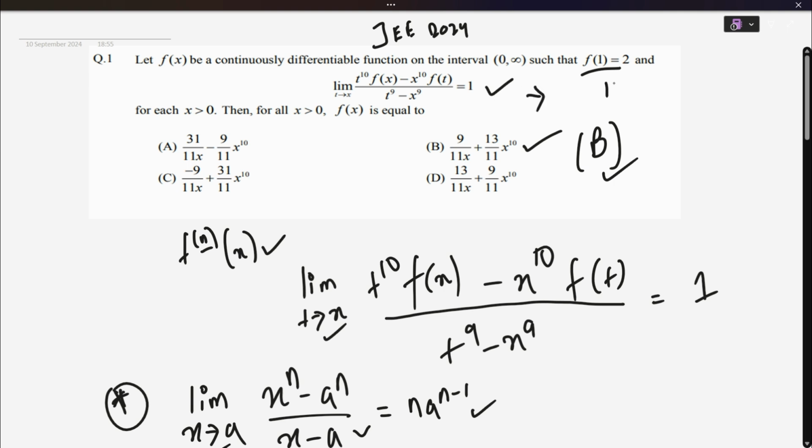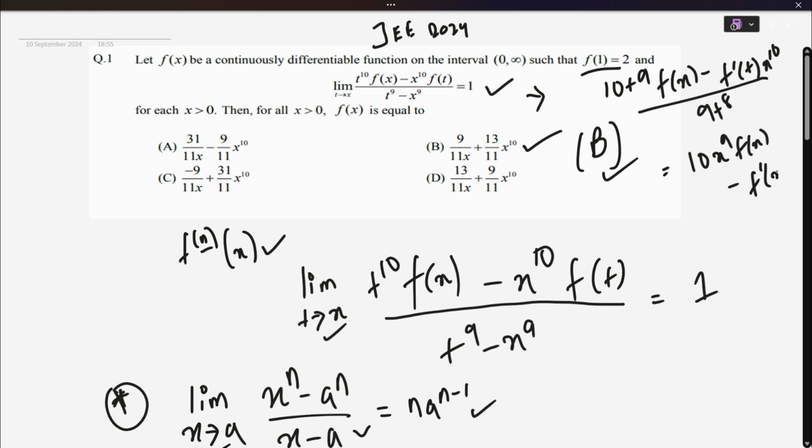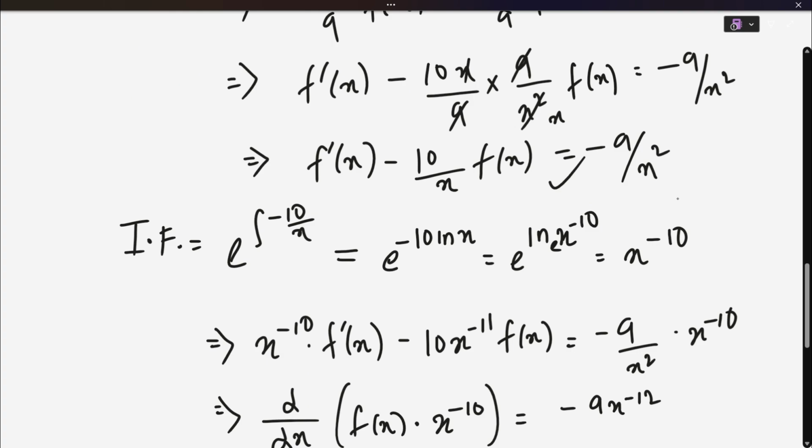And if you differentiate the top side, you get 10t to the power 9 f of x minus f dash t x to the power 10. And the denominator would have got you, I think, 9t to the power 8, right? And then you just put, because since now this would give you one, put x equals to 9, this would not give you a 0 by 0 form. You can simply put the value of x, and this would give you 10x to the power 9 f of x minus f dash x into x to the power 10, and this whole thing would be divided by 9x to the power 8, right? And then you could get the differential equation directly from there. So these are the two ways you can solve it.